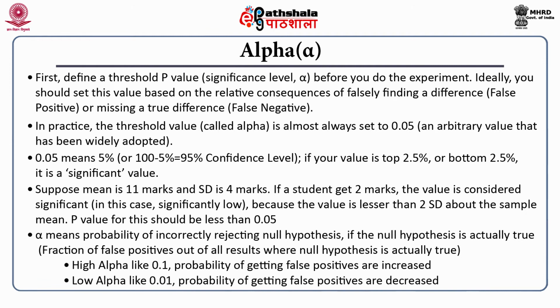Alpha means the probability of incorrectly rejecting the null hypothesis if the null hypothesis is actually true. Incorrectly rejecting the null hypothesis means you have rejected the null hypothesis of no effect, but that rejection is incorrect. So that is nothing but a false positive. It is the fraction of false positives out of all results where the null hypothesis is actually true. So that is what alpha means.